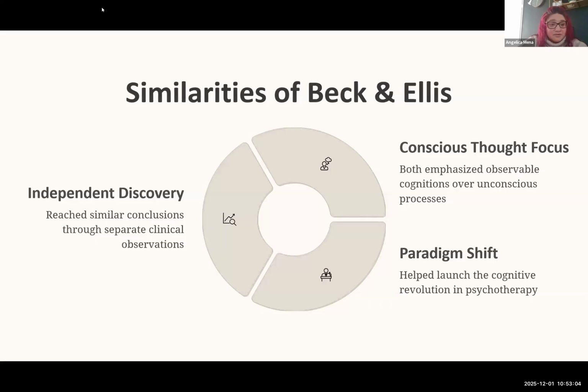So while their stories are different, they do have some similarities in their approaches: cognitions are the main drivers of pathology. Then we have the conscious focus on thought. As I mentioned, both of them were Freudian therapists at first. They both ended up turning to CBT, but initially their roots were in psychoanalysis. And they both revolutionized the paradigm at the time when CBT was emerging; psychoanalysis was more popular then. So this really revolutionized psychotherapy.